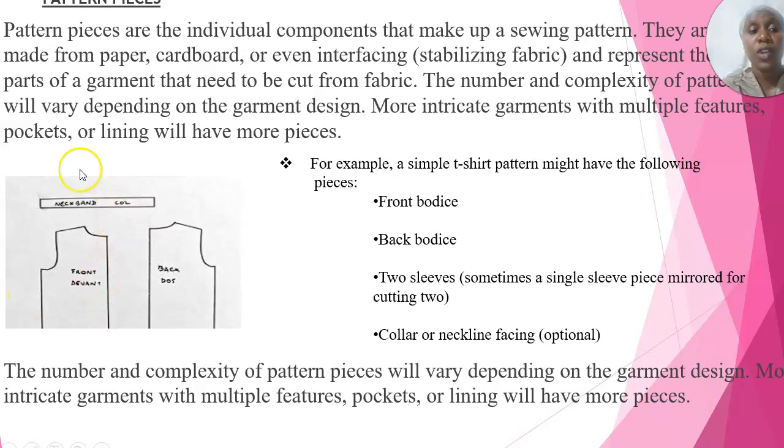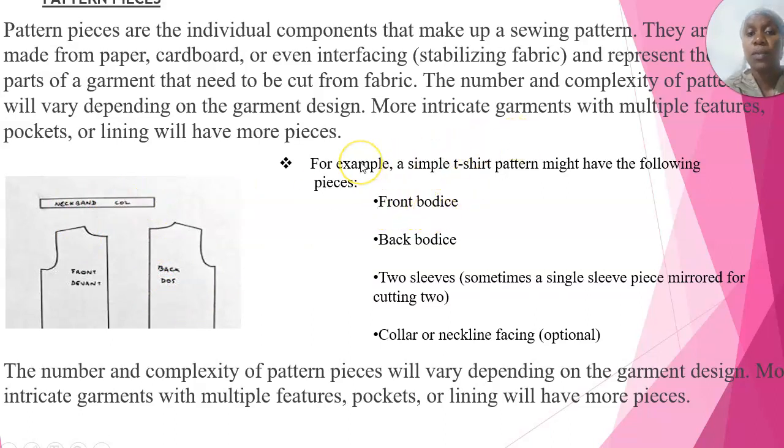When you look around here, these are pattern pieces, what I'm talking about. Here we have the front bodice. When you want to make a blouse, this is a front bodice pattern piece. This is a back bodice pattern piece. We also have the collar over here. Here I've given an example.